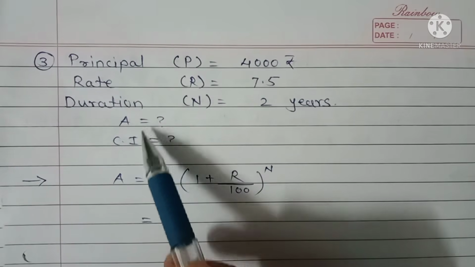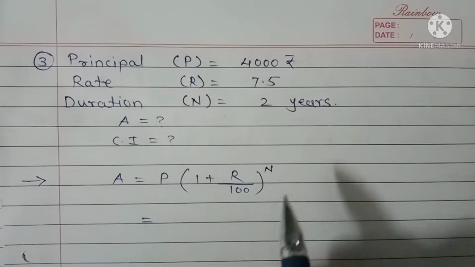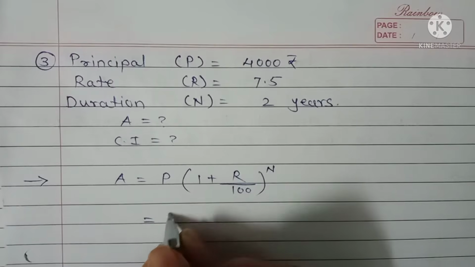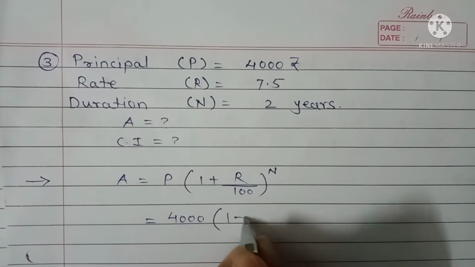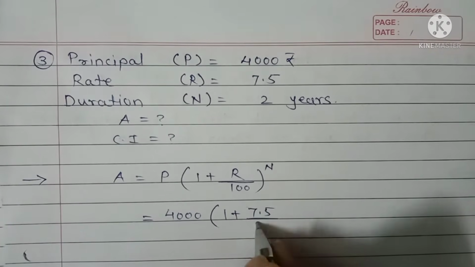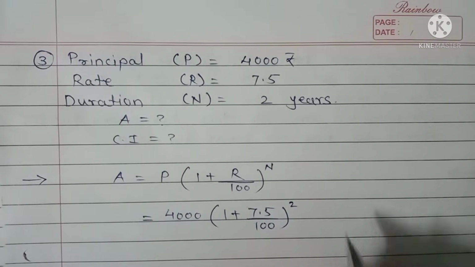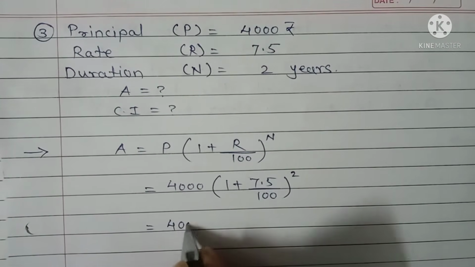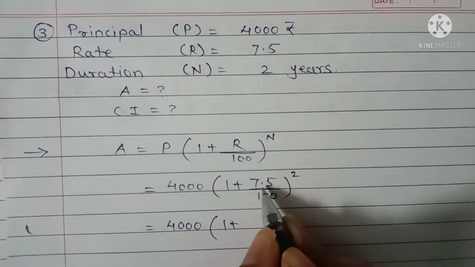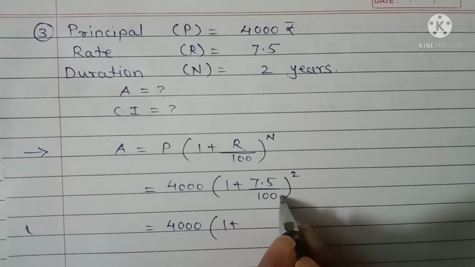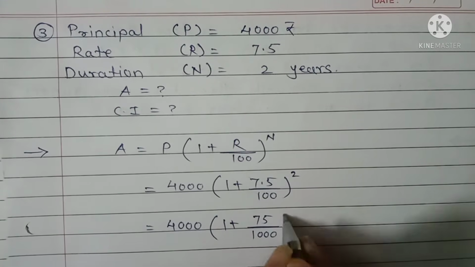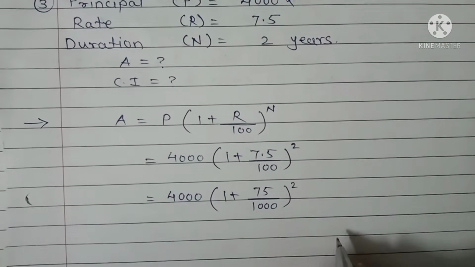Here also you can find out amount and compound interest. Formula of amount: A is equal to P into bracket 1 plus R upon 100 bracket raised to N. Now put the values. P is 4,000 into bracket 1 plus R is 7.5 divided by 100 bracket raised to 2. 4,000 into 1 plus, here I am removing this decimal point, so when the decimal point is removed, one more 0 comes below, means 75 upon 1000 bracket raised to 2.